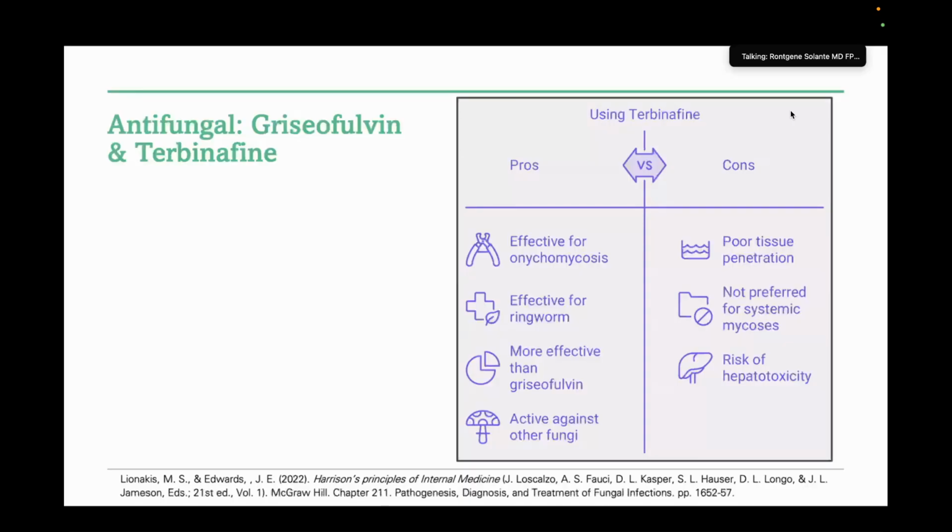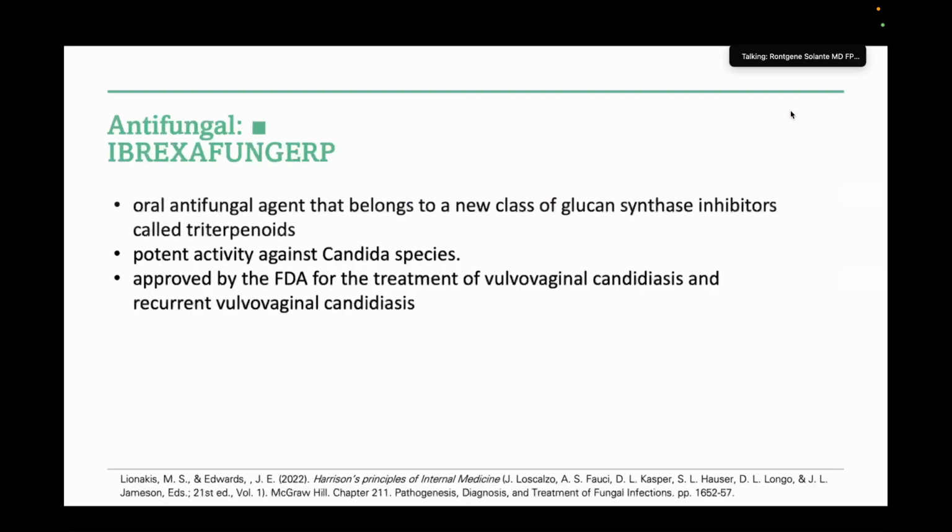It's effective against onychomycosis, the fungal infection in the nails, and effective against ringworm. The only con is that it has poor tissue penetration and should not be used in any type of fungal infection that is systemic. Again, just like voriconazole, flucytosine can also cause liver toxicity. That's why you also need to monitor the liver enzymes.